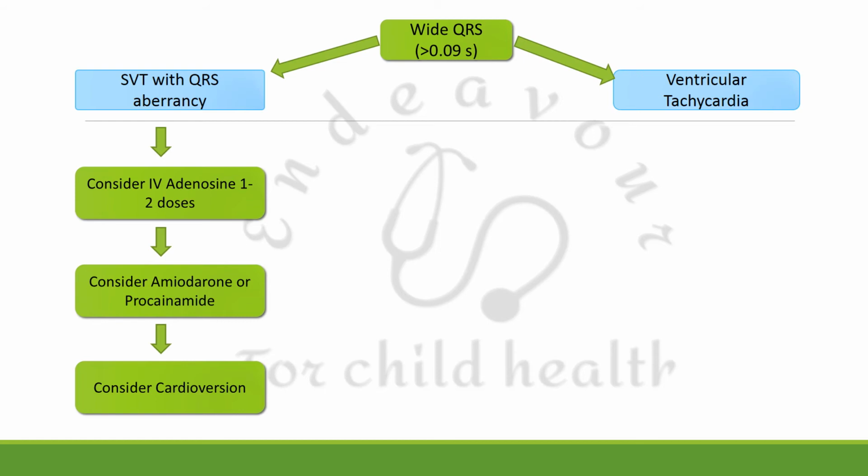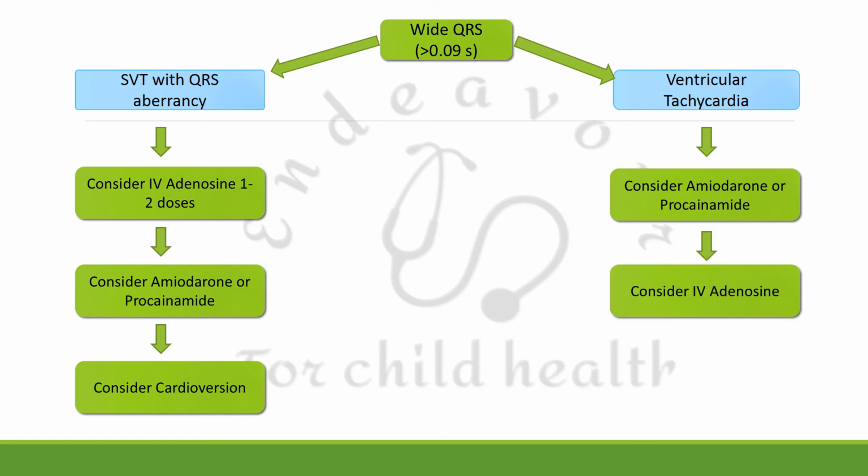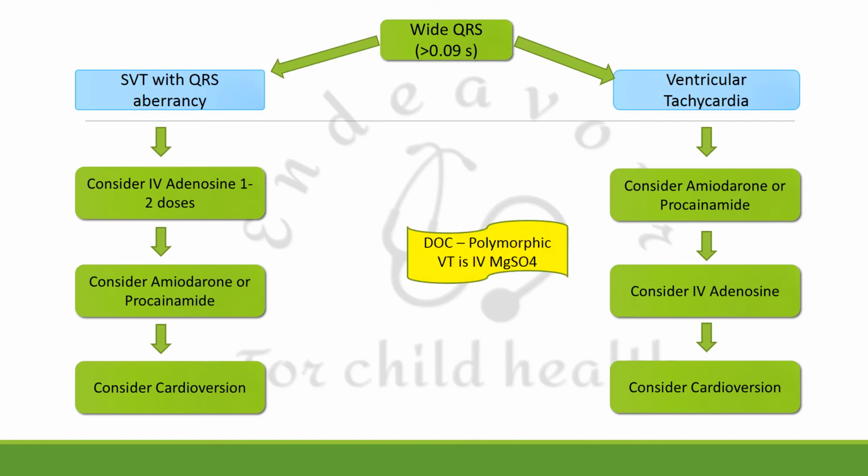While if there is ventricular tachycardia, then you first have to consider amiodarone or procainamide, or if not responsive, then IV adenosine, and finally cardioversion. Again here, remember, the drug of choice for polymorphic ventricular tachycardia is IV magnesium, which is also referred to as Torsades de Pointes, often asked in exams and especially in the PALS cheat sheet examination.